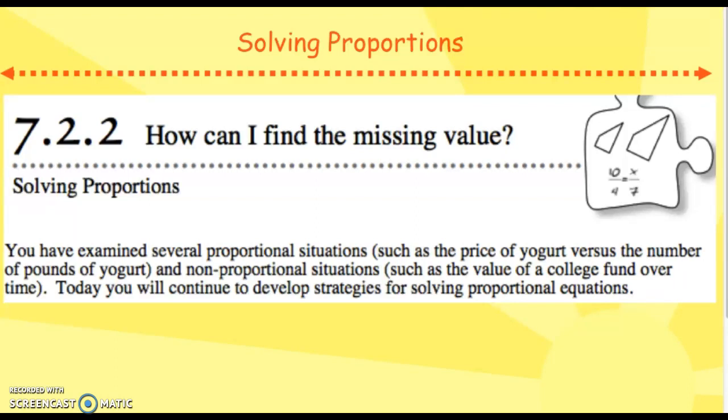Seven point two point two. How can I find the missing value? Solving proportions. You have examined several proportional situations, such as the price of yogurt versus the number of pounds of yogurt, and non-proportional situations, such as the value of a college fund over time. Today you will continue to develop strategies for solving proportional equations.